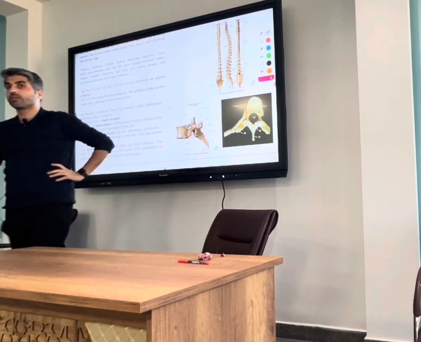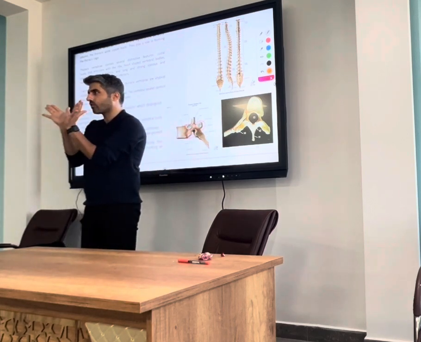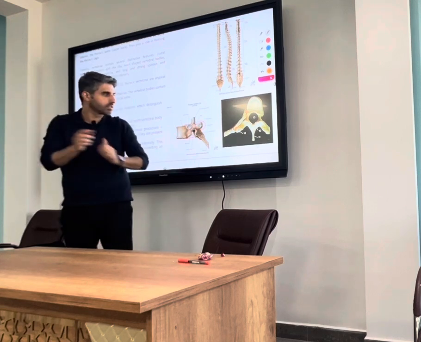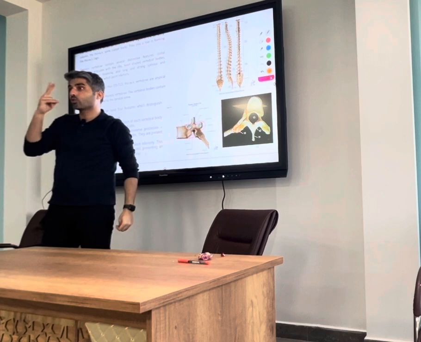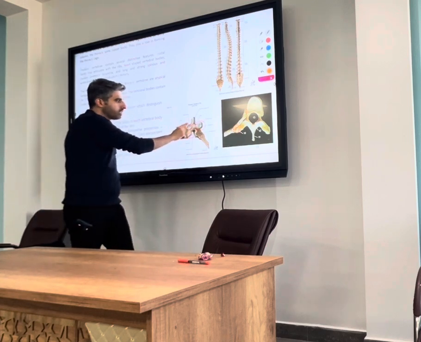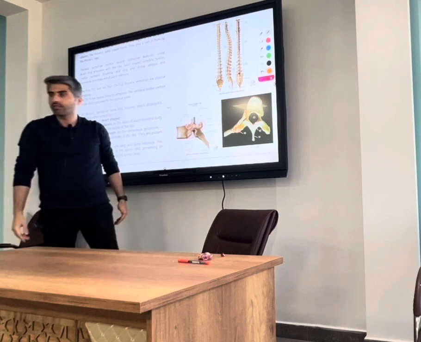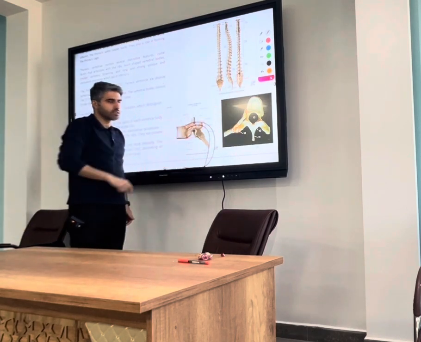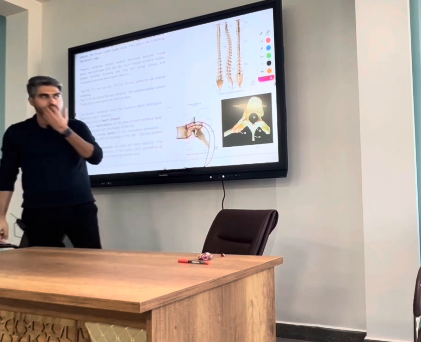And also attached to the transverse process here. Look at the transverse process. Ribs also attached to the transverse process. So the rib is attached to two parts: one to the body, and another one to the transverse process. Attached to the body and to the transverse process.